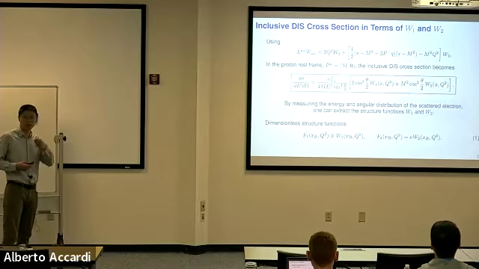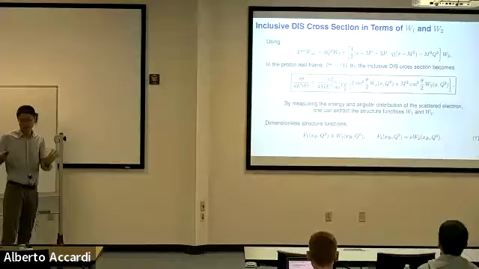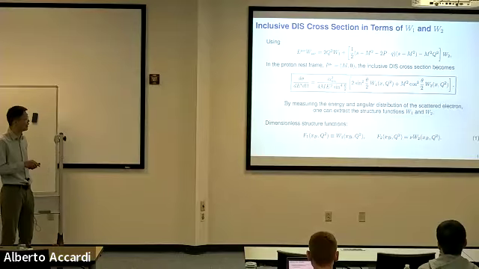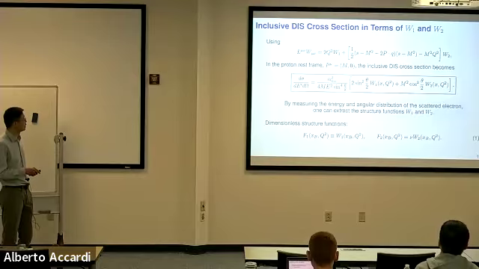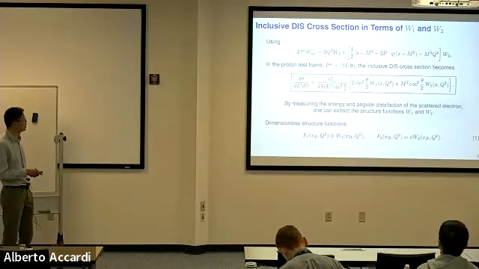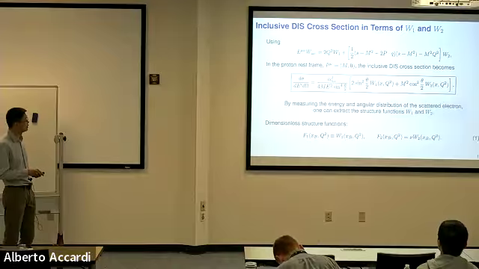Inclusive means I only measure the outgoing electron. I don't care what happened with the X part. This is the expression, so you can measure the outgoing electron and its angular distribution at the angle theta. So they have different angular dependency, and you can extract this W1, W2. So you can determine experimentally the structure functions W1, W2.